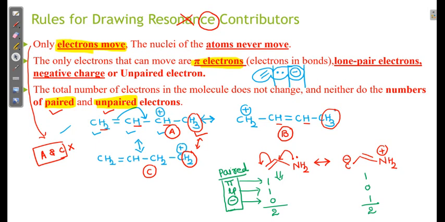Among the paired electrons, there are two types of electrons. One is sigma and one is pi. We will not consider the sigma. If we calculate the pi electrons, by default the sigma electrons always match here. So this is the story to show you how to draw the resonating structure and all about it.